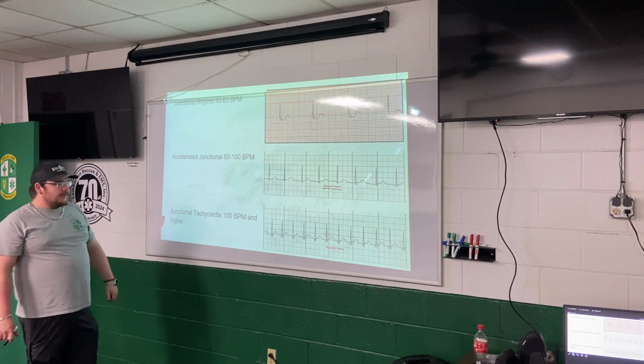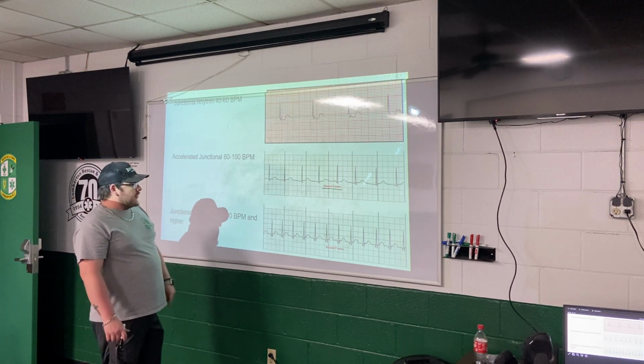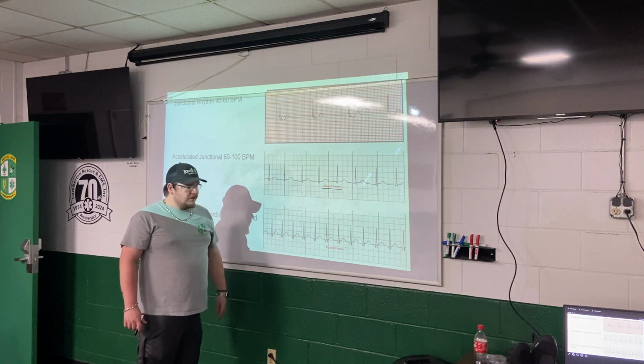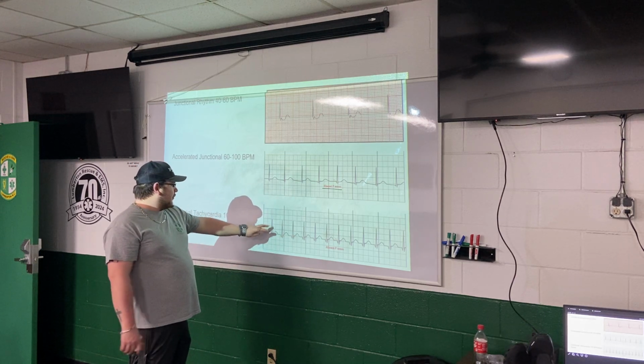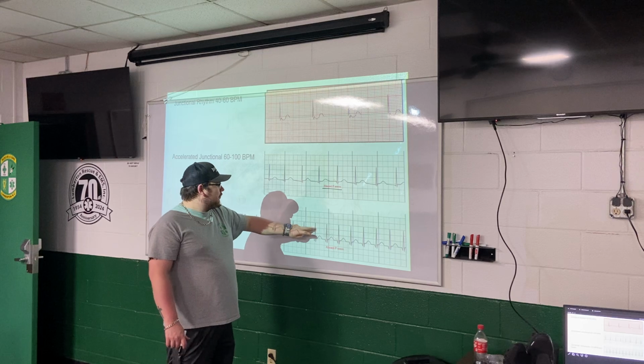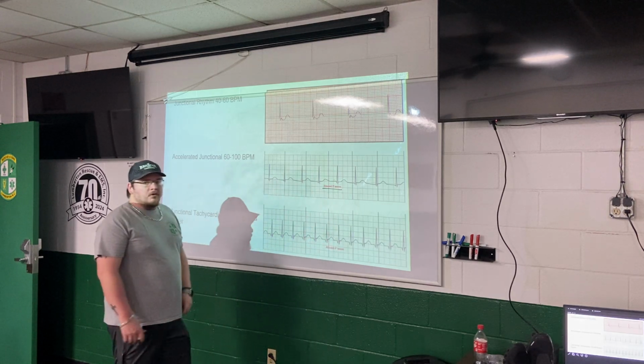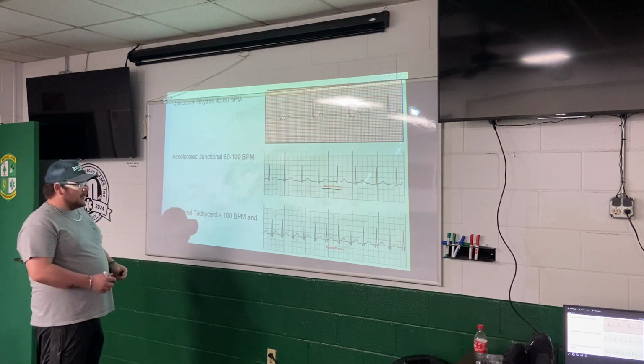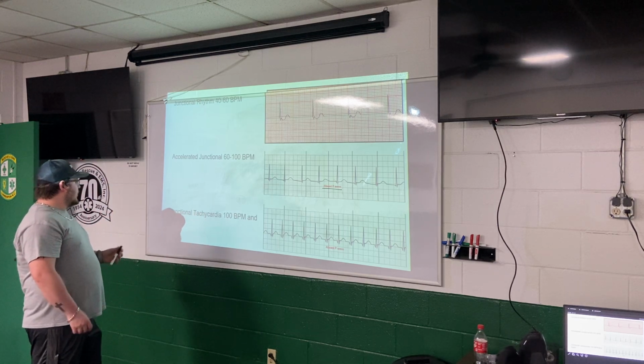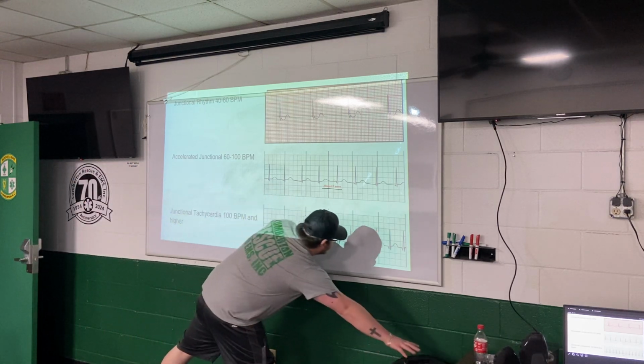Junctional tachycardia is anything above 100. So again, absent P waves, narrow QRS complex. We have 1, 2, 3, 4, 5, 6, 7, 8, 9, 10. We have 120. So above 100, that's going to be junctional tachycardia.